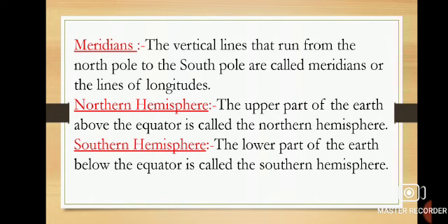Next is meridians. The vertical lines that run from the North Pole to the South Pole are called the meridians or the lines of longitude. Northern hemisphere: the upper part of the earth above the equator is called the northern hemisphere. Southern hemisphere: the lower part of the earth below the equator is called the southern hemisphere.